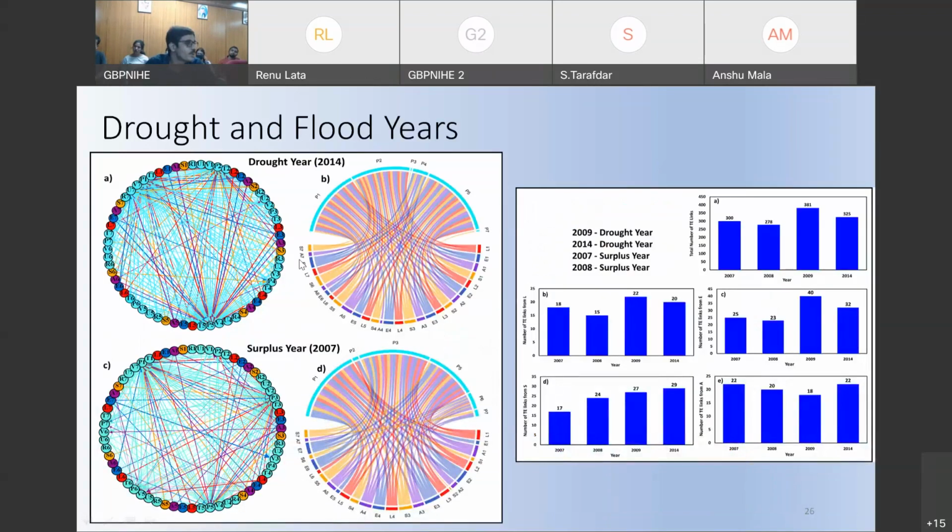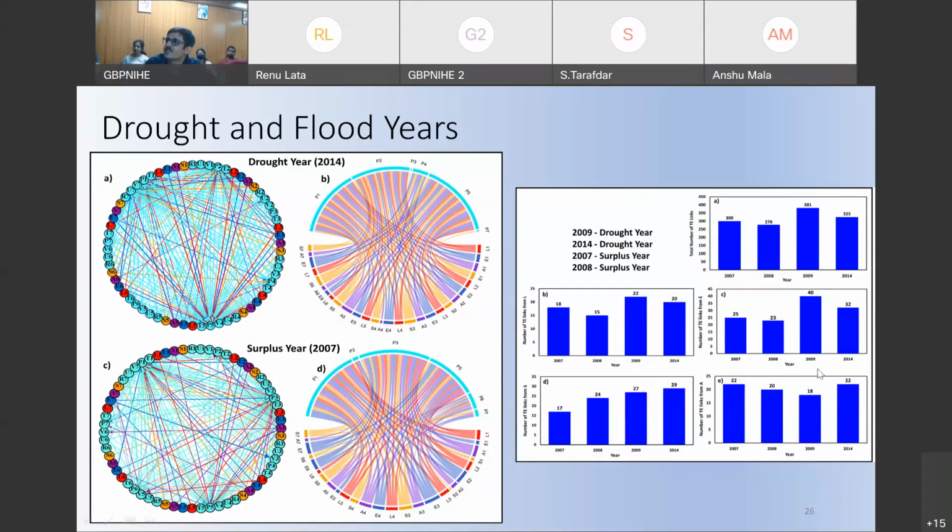Now, the other thing we wanted to see is what exactly is happening in the drought years and what exactly is happening in the surplus years. Now, this is very interesting what we have found. Drought years means moisture deficit years, the stress period. You can see 2009 and 2014 are the drought years. In the moisture deficit periods, the number of links from land to atmosphere is very high, which is not happening in the surplus years.